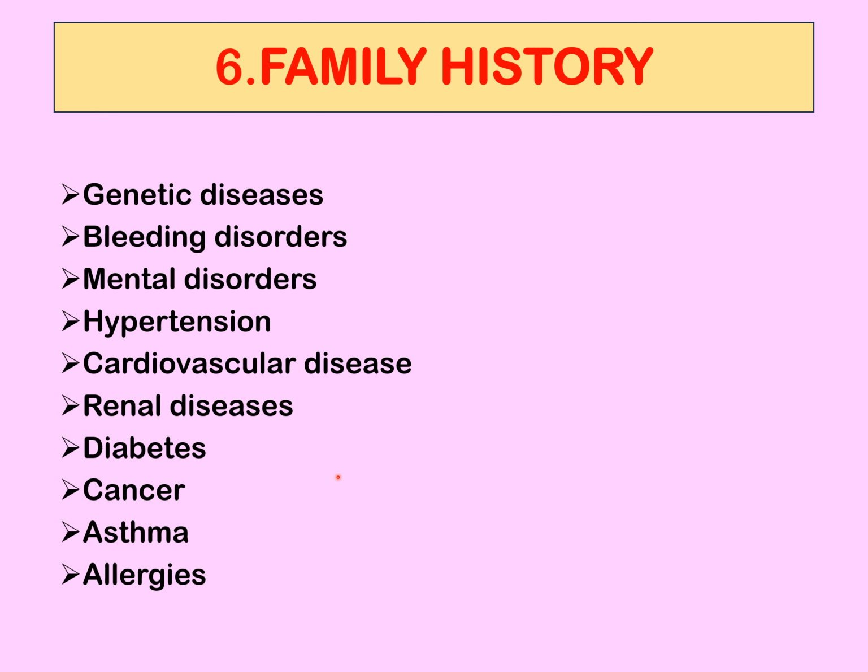Next important component of case history is the family history of the patient. We ask the patient if there is any genetic diseases in the family, bleeding disorders, mental disorders, hypertension, cardiovascular disease, renal disease, diabetes, cancer, asthma, or any allergy to any drugs.